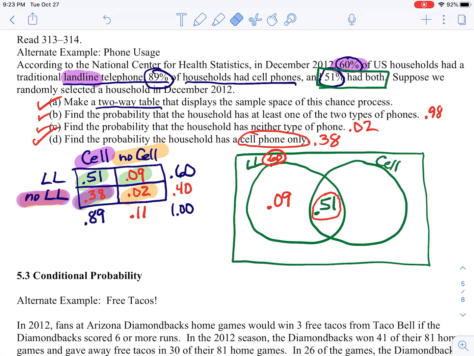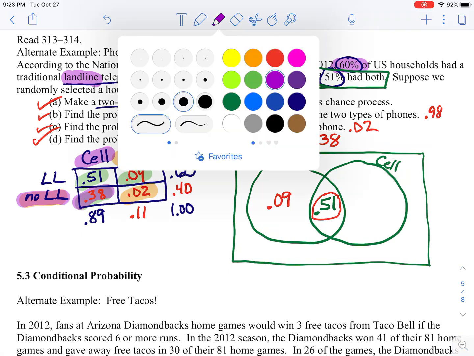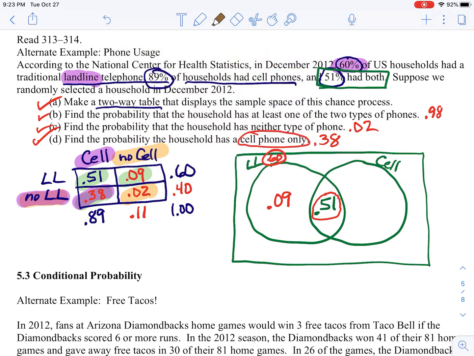Similarly, when we go to the next category, 89% have cell phones. Well, 89% is the entire cell phone circle. And again, if 51% has already been accounted for, 51 out of the 89, that leaves 38% in that area. That would represent what we answered before, remember? The 38%, they have a cell phone, but they do not have a landline because they're outside of the landline circle. So they would just be the cell phone only group, and that's the answer to part D.